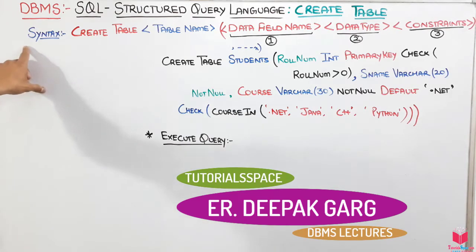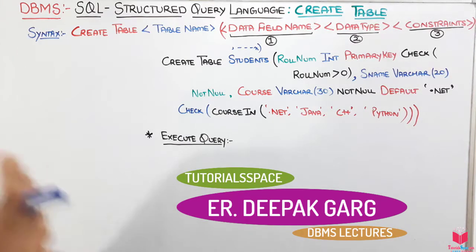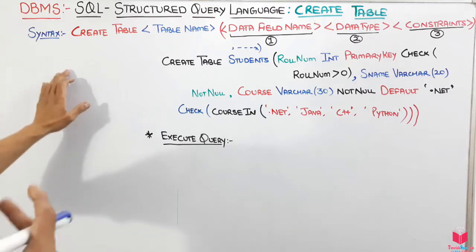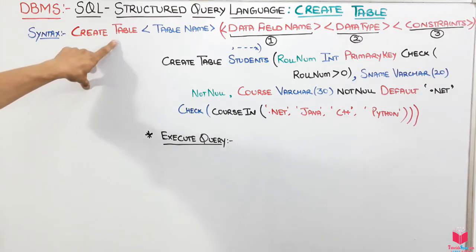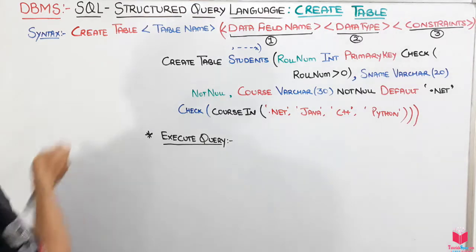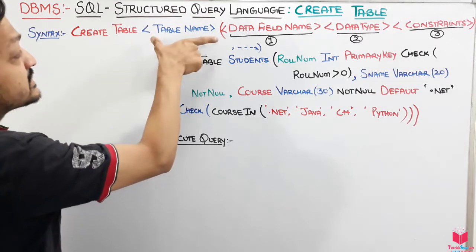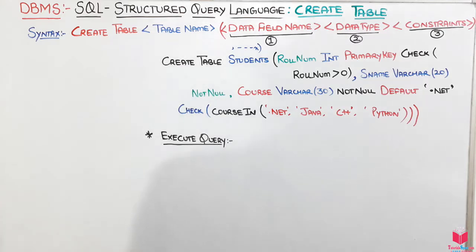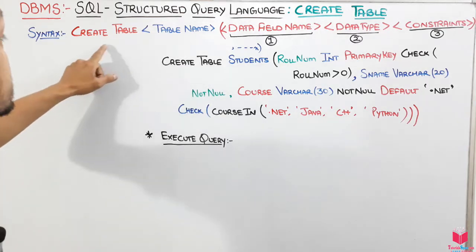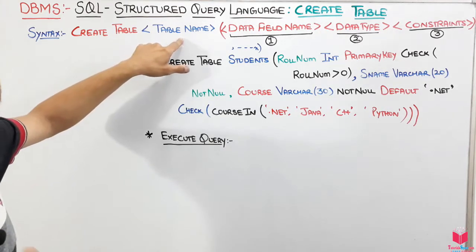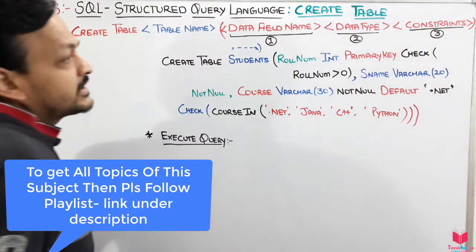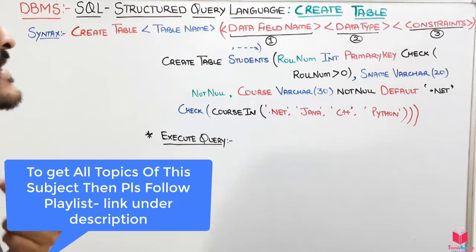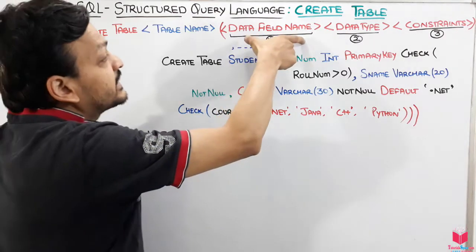This is the first thing that we have to know: the syntax behind creating a table. The keyword is CREATE TABLE. We have to write create table, then a space, then the name of the table which we want to create. Then we write brackets, and under that bracket there can be three things. First is the field name.